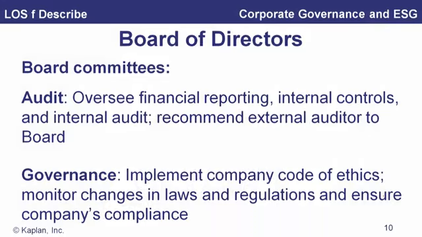Some of the board committees: boards can have different committees depending on the size of the company and size of the board. They may have different numbers of committees, but some of the important ones we run into very often are certainly the audit committee. The audit committee oversees the financial reporting and the internal controls and internal audit, and they recommend an external auditor to the board. The governance committee implements the company code of ethics, monitors changes in laws and regulations, and ensures the company's compliance.